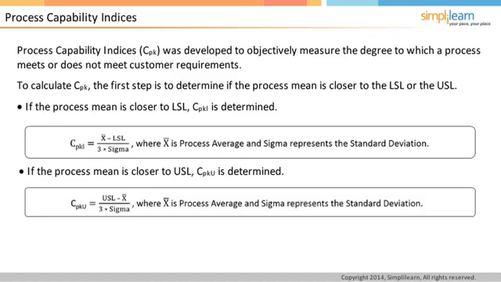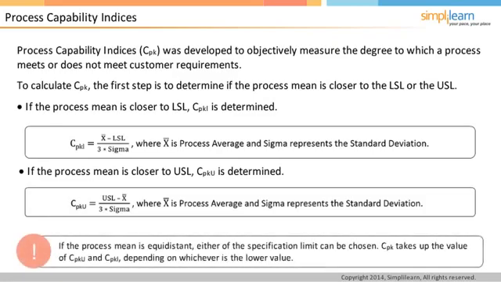If the process mean is equidistant, either of the specification limits can be chosen. CPK takes up the value of CPKU or CPKL, depending on whichever is the lower value. In the next screen, we will understand process capability indices with an example.